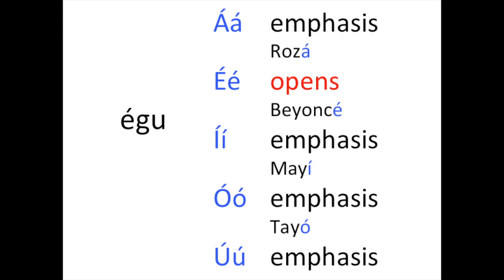And the best, most popular example I could come up with was the name for Houston's own Beyoncé. Because she places the acute accent over the E, it opens it up to A, and so her name is Beyoncé. If it were not there, then it would be Beyonce. So it opens the sound.